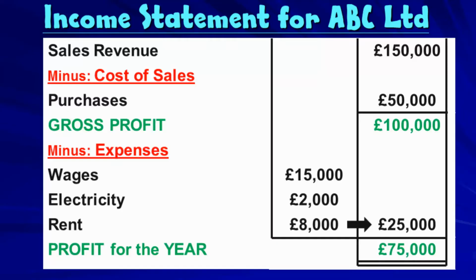Okay, let's now go on to explore how a business might use the information contained in an income statement. As can be seen from the income statement, there are three main ways in which a business can increase its profit for the year. Either by increasing its sales revenue, decreasing its cost of sales, or reducing its level of expenses. Let's look at each of these in turn by first considering how sales revenue could be increased.